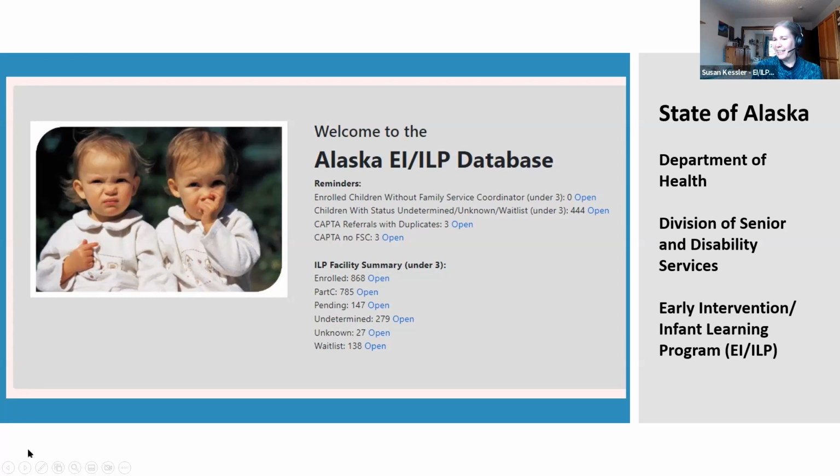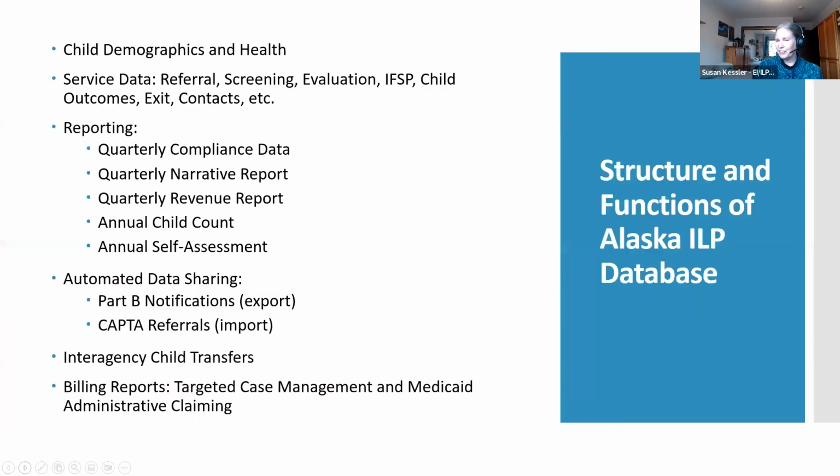This is what it looks like. And if you go to the next slide, I can show you some of the functionalities. We collect all child data in here, all of our service data. We do all of our SPP APR reporting from here. We keep really close monitoring through quarterly reporting with all of our 15 local programs that we work with.